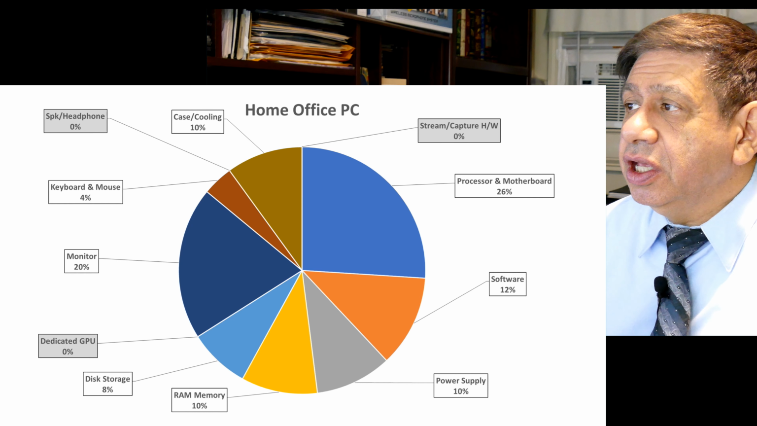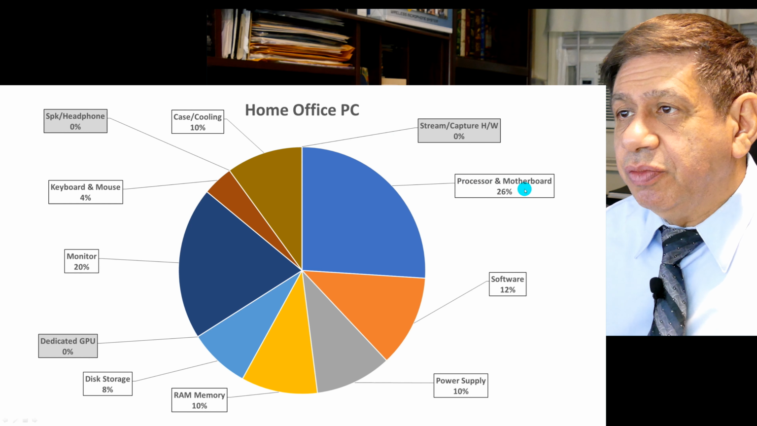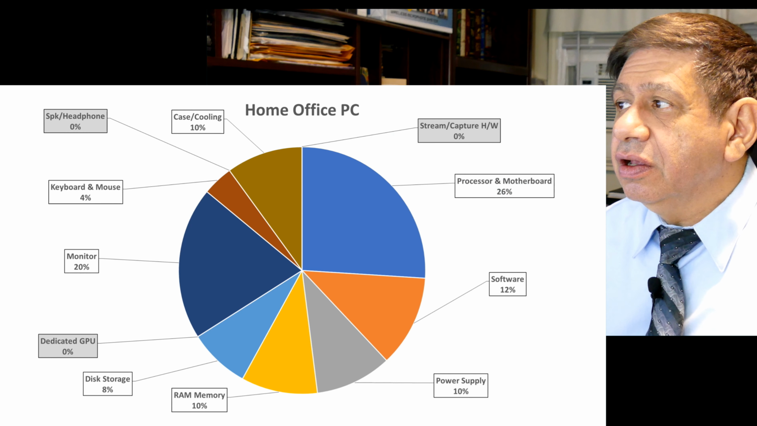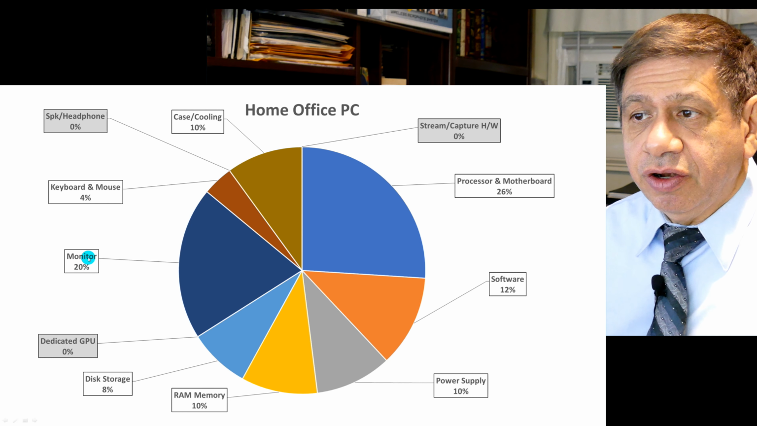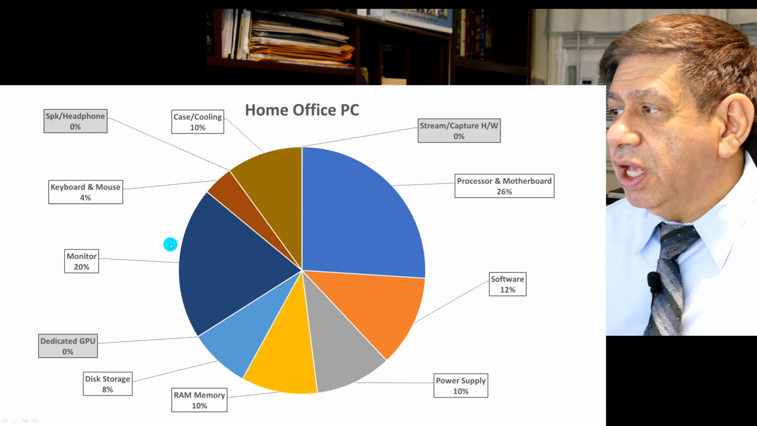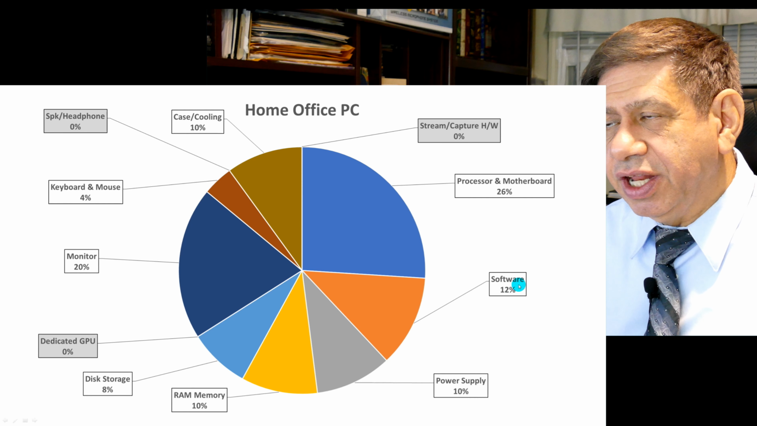For example, if you look at the one over to the right here, processor and motherboard, that represents about 26% of the cost of the total PC. The monitor represents about 20% over here in the left center. And then you see the software represents 12% over to the right again.